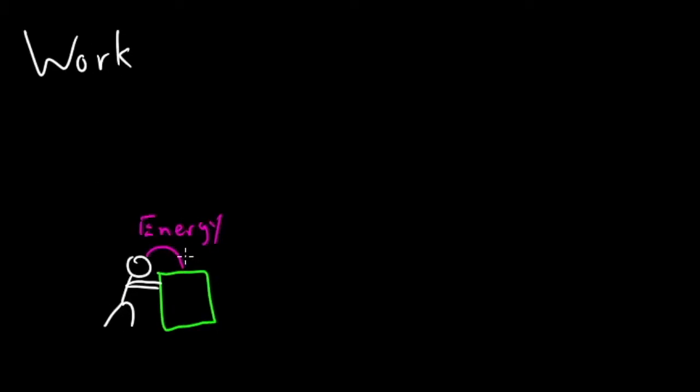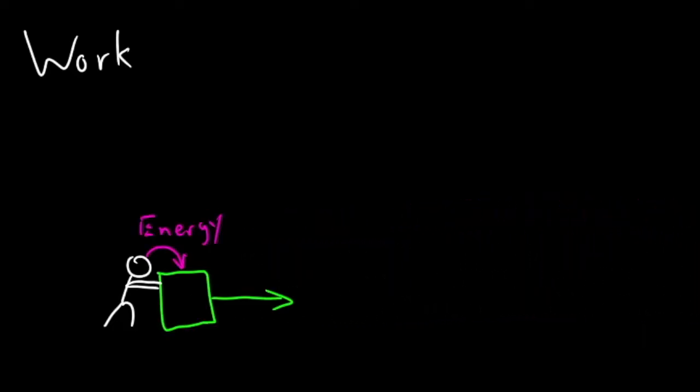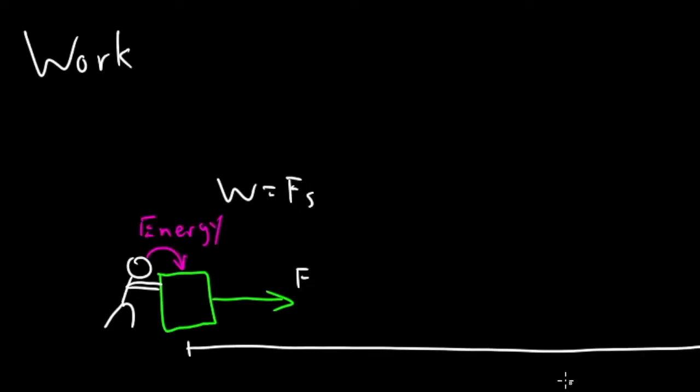Work is defined as a transfer of energy. When a force is acting on an object, and the object is moving in the direction of that force, the force is doing work on that object because it is transferring energy to that object. The amount of work done is determined by the equation W equals Fs, where s is the displacement of the object in the direction of the force.